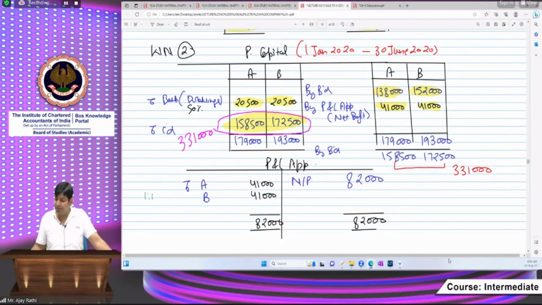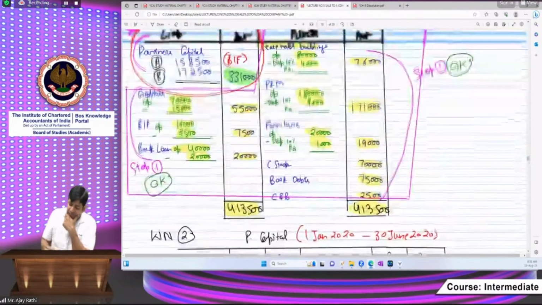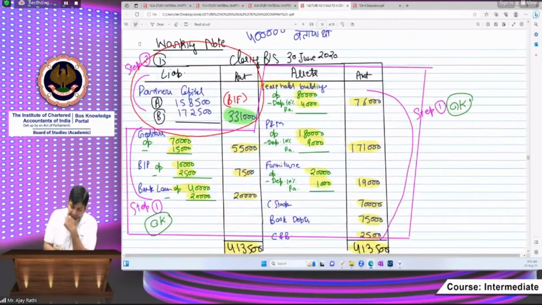So easy it is. Beta, 3,31,000 is there, which we have calculated. We didn't know the individual figure there. Now we know the individual figure. So now can we put this figure individually in the updated balance sheet? Yes, sir. So I am highlighting this one.